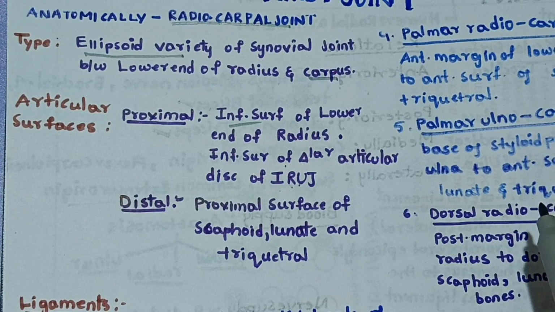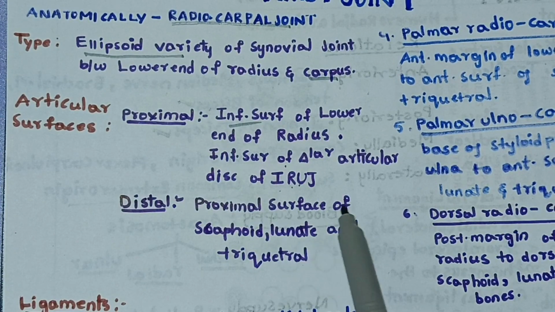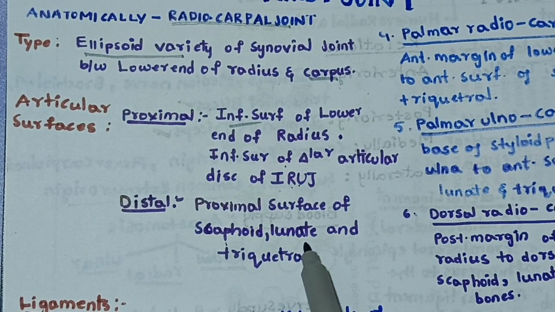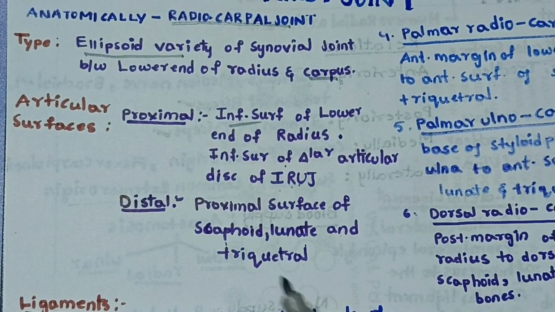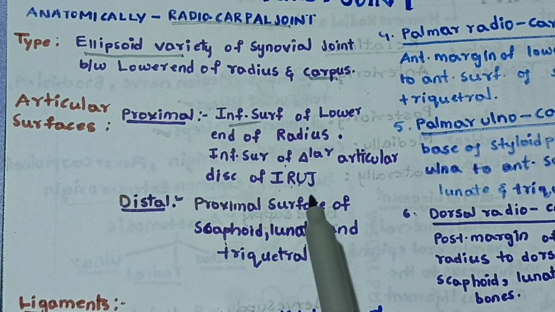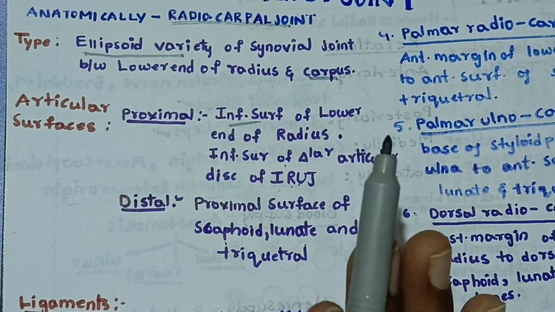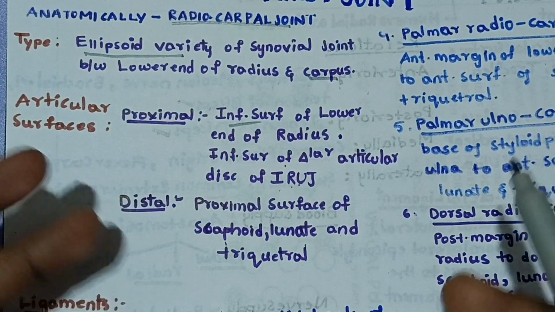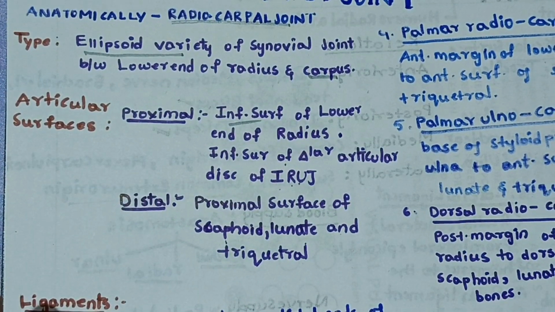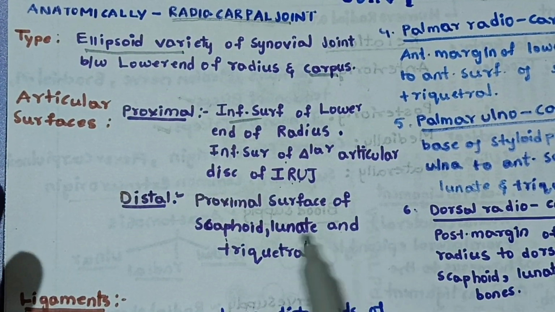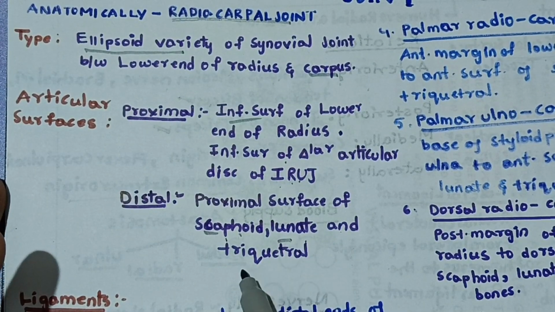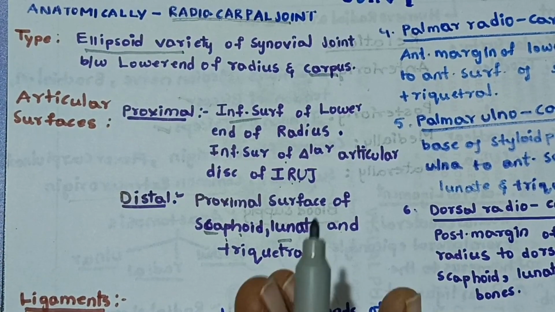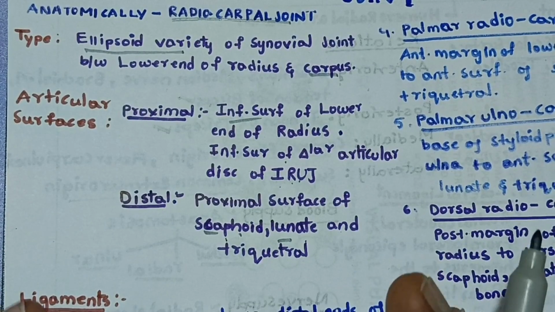And the distal articular surfaces are the proximal surfaces of the scaphoid, lunate and triquetrum. Yes, these are the proximal row of carpal bones. So what is presented proximally? The lower end of the radius and the articular disc of the inferior radio-ulnar joint. And distally, the proximal surface of the scaphoid, lunate and triquetrum. Yes, these are the articular surfaces that form the wrist joint.